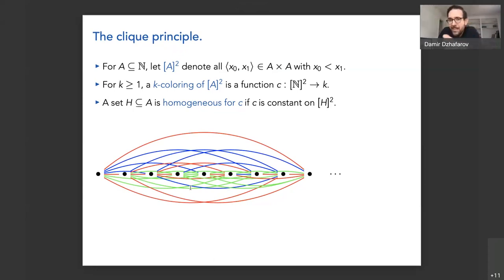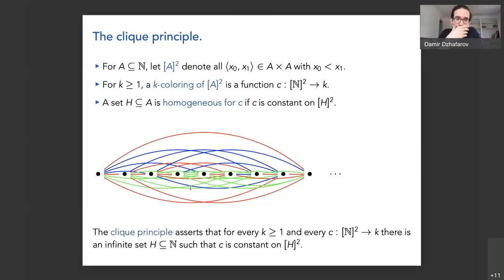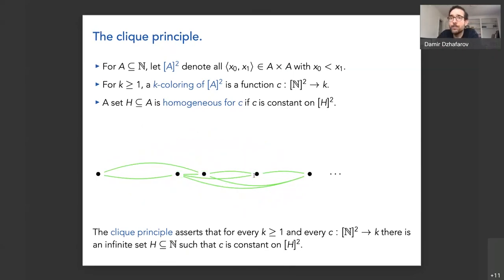Okay, so it looks like a mess, quite complicated and chaotic in some fashion. But in fact, it's not completely disorderly. This clique principle says that if you give me a coloring like this, something that looks like this red, blue, green mess here, then there's an infinite set H so that C is constant on the pairs from H. There's a homogeneous set, and an infinite such set, right? So if I look at this picture here, a homogeneous set looks something like that. It's a monochromatic clique, right? It's a monochromatic connected subgraph of the graph I had before.